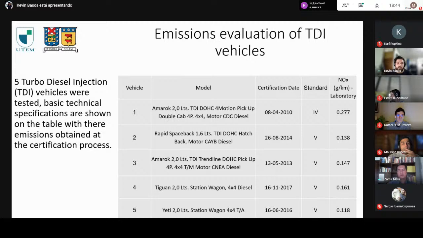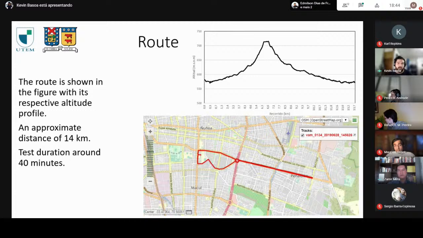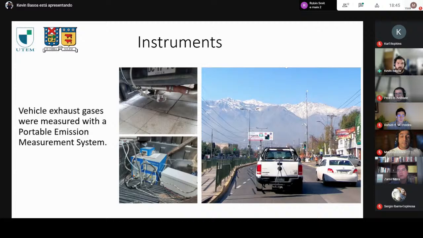We measured these, like the presentation says, with PEMS. So we made a route with all of them, and we made two measurements for each one. This route is about 14 kilometers and goes up to the foot of the mountain, reaching 700 meters of altitude, and the test lasts about 40 minutes more or less. The instruments that we use are an electric flow meter and a septic equipment, and you can see this was one of the measurements. We go up to the foot of the hill.